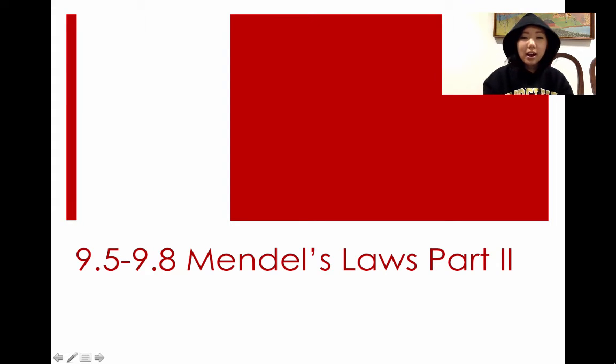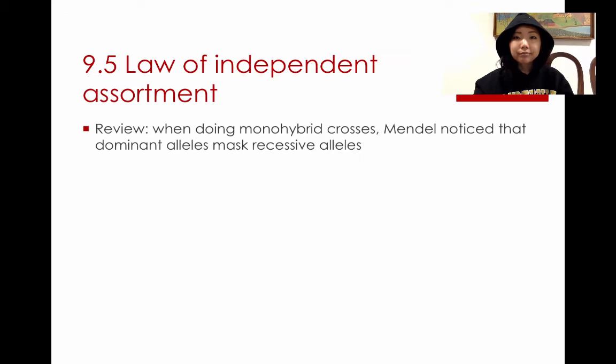Hi everyone. We're going to be picking up where we left off on Mendel's laws on patterns of inheritance. Just to recap what we talked about last lecture, Mendel did monohybrid crosses, which is when he just examined one character trait, and the big observation that he made was that dominant alleles tend to mask the recessive alleles. So when you have a dominant allele and a recessive allele together forming a heterozygous organism, you will only see the phenotype of the dominant allele.